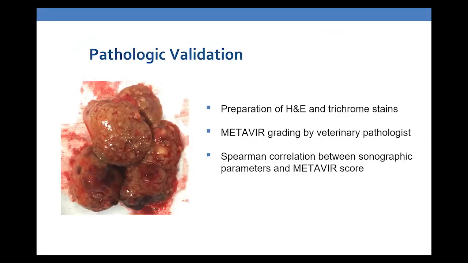For the pathological validation, as I said, we sacrificed the rat after 13 weeks, and slides from different parts of the liver were prepared using H&E and trichrome stains, and they were graded by a vet pathologist using the METAVIR grading system, which is an established system. And this data was used for correlation with the sonographic findings we are studying.